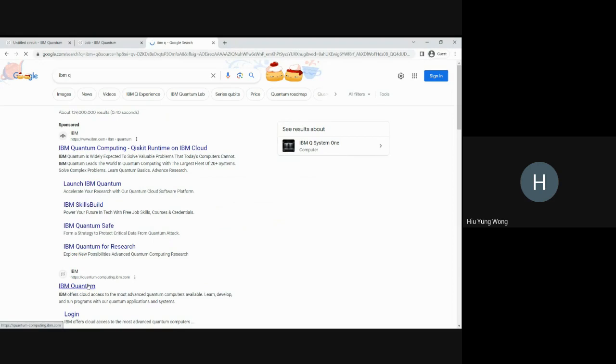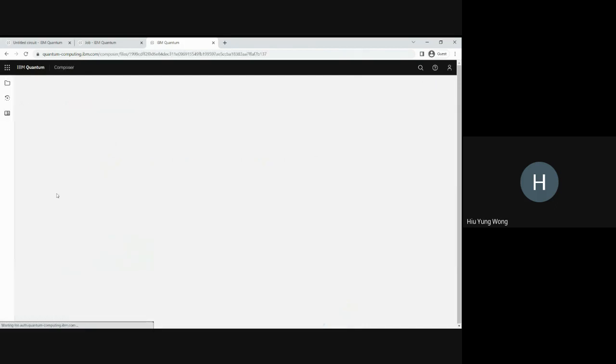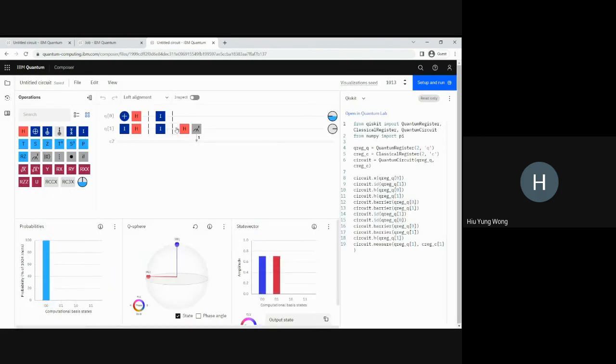I'm not promoting for them. They are very slow now, but I think it's something very good. Because I logged in already. Otherwise, it will ask you to create an account. It is free. I think if you use your school account, it will be better, because sometimes I heard people use other accounts and they thought it was spam. Then you go to this Launch Composer, and then you get this, right?